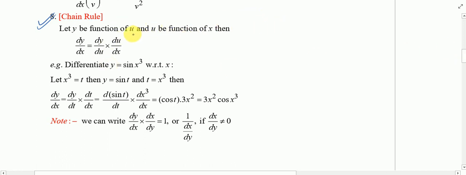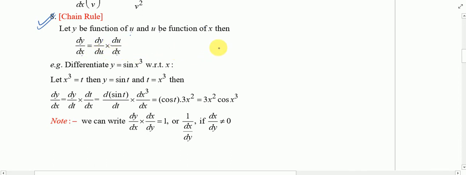Suppose you have two functions u and v. Here I have made a mistake, so please correct this in your formula list also. Let y be a function of u and u be a function of x. Then dy upon dx is given by dy upon du into du upon dx.